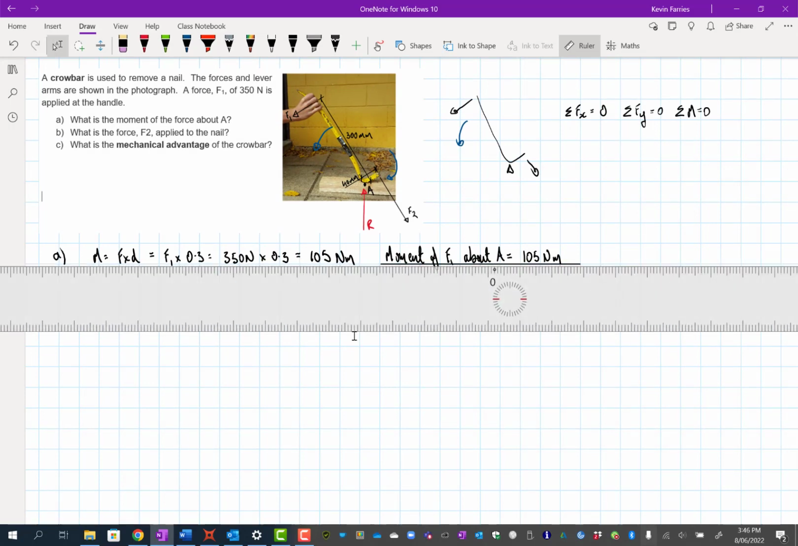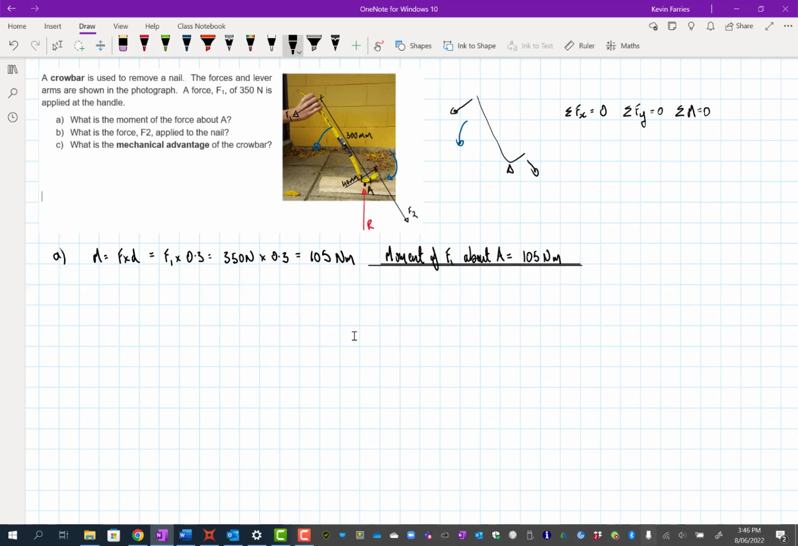Okay, B, what's force F2 that's getting applied to the nail? So what rule are we using? The sum of the moments must be equal to 0. So therefore, we'll call it M1 and M2, relates to F1 and F2. So M1 plus M2 must be equal to 0. We already know M1. M1 is equal to positive 105 Newton meters.